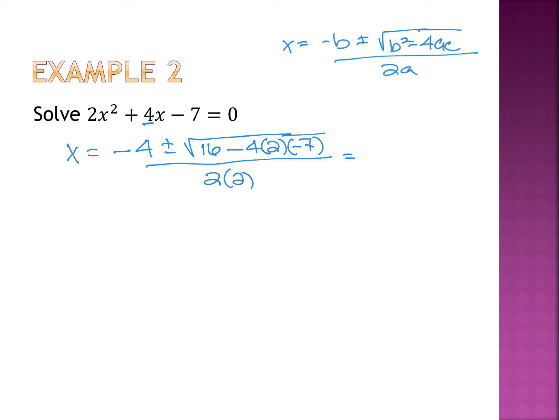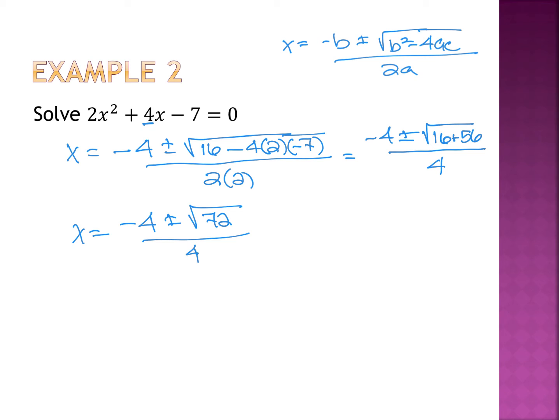So here I have a negative 4 plus or minus the square root of 16 minus negative 4 times 2, which is a negative 8, and negative 8 times a negative 7 is going to become plus 56, and then I'm going to divide this whole thing by 4. When I simplify this, I get x equals negative 4 plus or minus the square root of 72 divided by 4. So 72 is not a perfect square, which is not a problem.